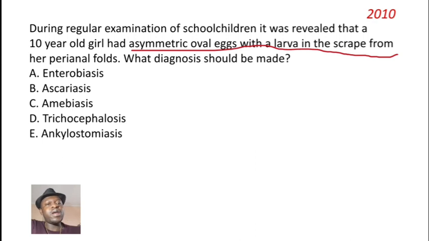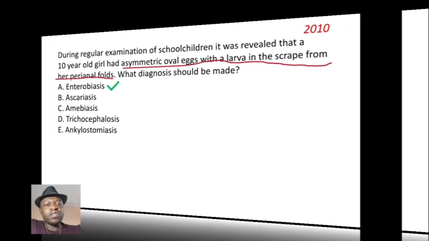I just highlighted the keywords again, but guys, we've seen this question again and again, and by now I'm sure you understand the concept of Enterobius vermicularis in children. All right, so the answer, as I said, is enterobiasis.